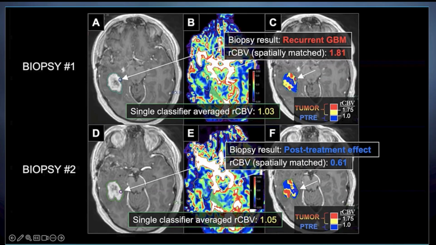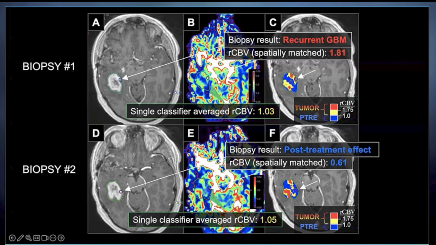Because if we were to, let's say, use biopsy number 1 to confirm this and label it as tumor, and then take the global average of that enhancing lesion, it would give us an rCBV of about 1.03. In contrast, if we were to use biopsy 2 to label this lesion not as tumor but as post-treatment effect, and then take the global average, this would yield an rCBV value of 1.05. Again, very close to those threshold values.